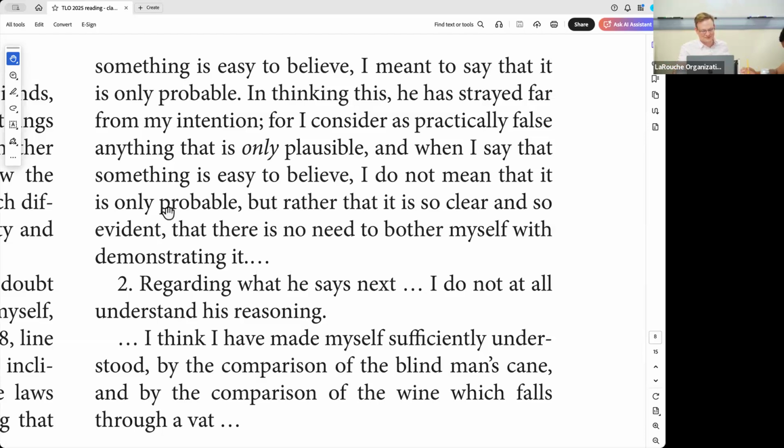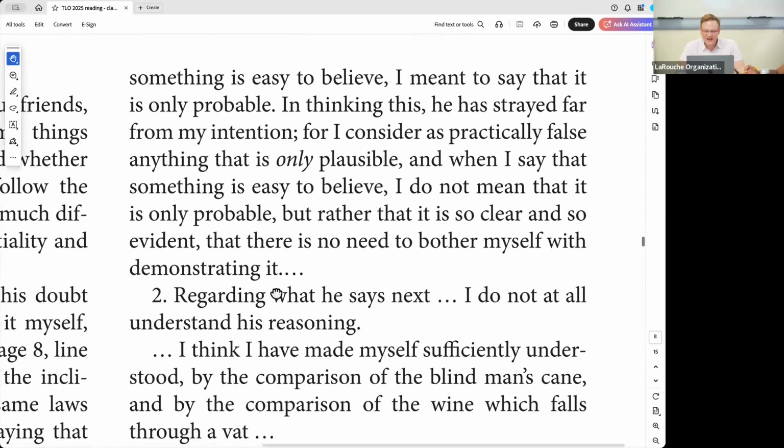I think I have made myself sufficiently understood by the comparison of the blind man's cane, by the comparison of the wine which falls through a vat. Those are 2 other analogies in addition to tennis balls that Descartes used in explaining light. We didn't read all of it.